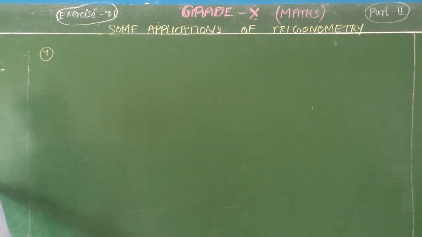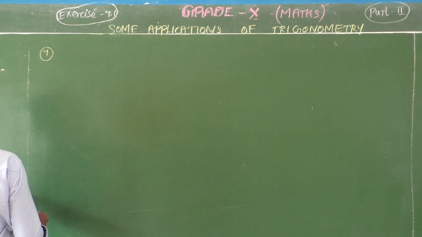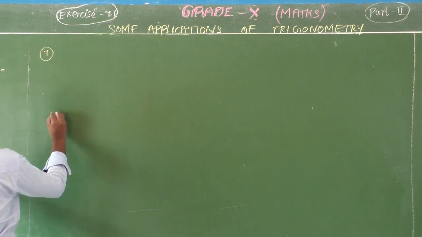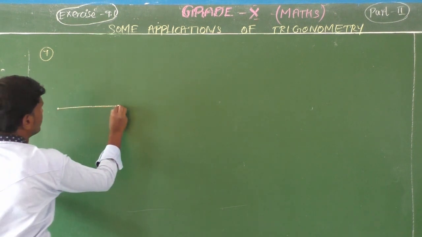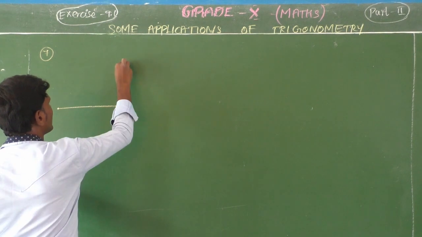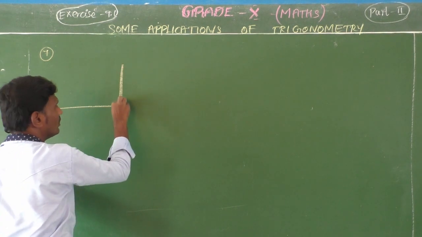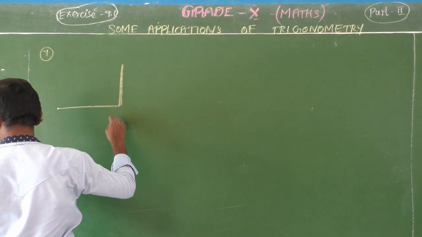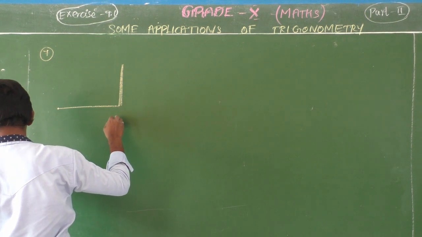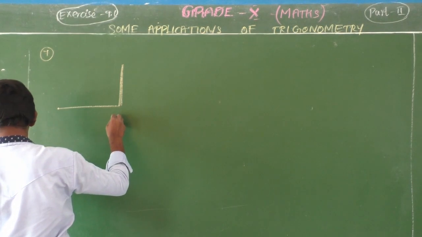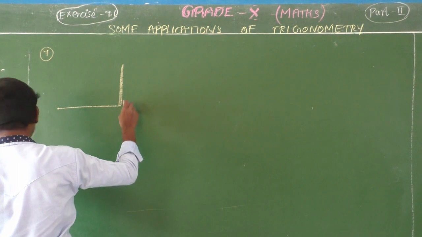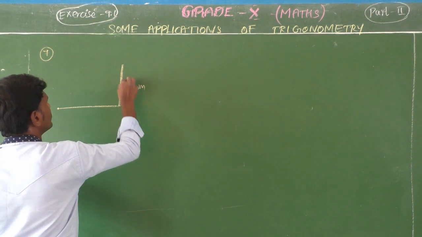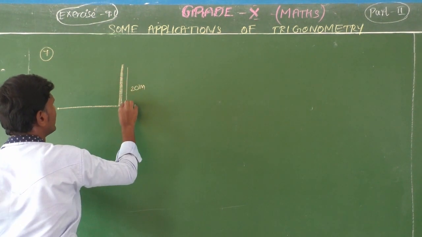Okay, yes students, listen now. Here from a point on the ground, so this is a point on the ground. Some distance away we have one building, and that building's height is 20 meters. So this is the building.